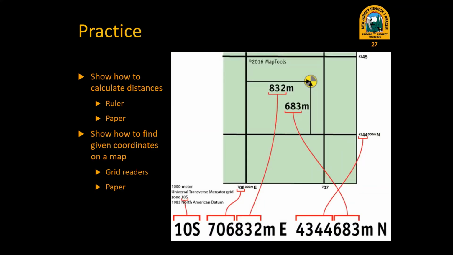Now let's practice a little bit. Pull out map 150 again and find the distance between Matty Price Hill and headquarters. Do this by using the scale on your map or using a UTM grid reader and making an estimate.